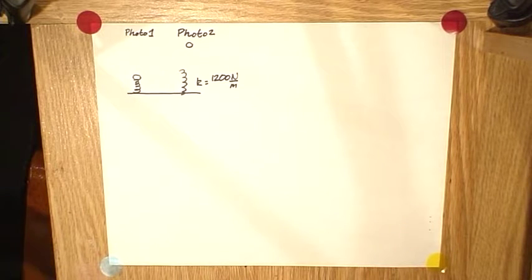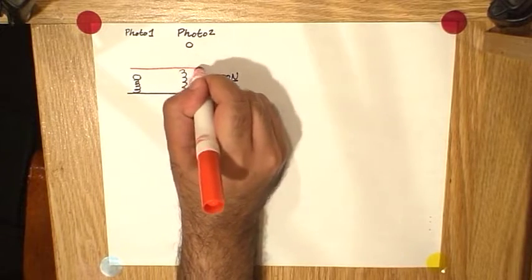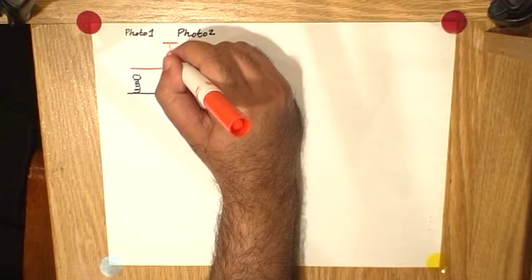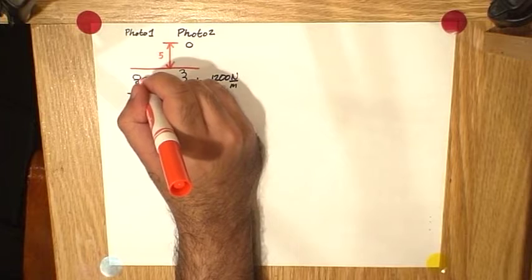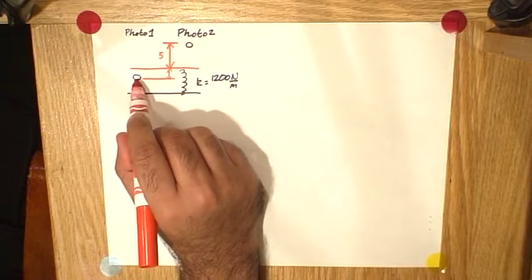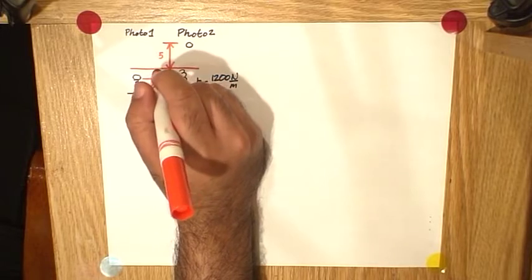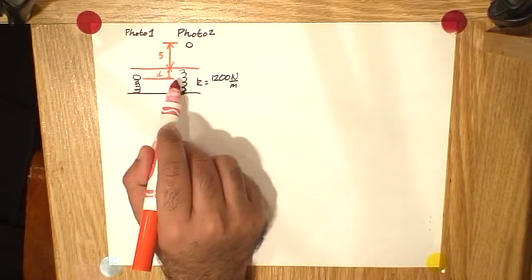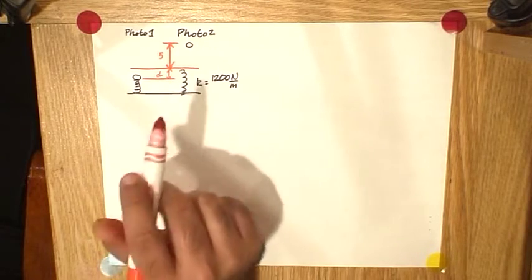We were also told that the vertical distance between the object in photo 2 and the expanded length of the spring was 5 meters. And this distance over here, from the compressed spring to the expanded spring, is unknown. That's what we're solving for. I believe we called this D in the question. So given all of this information, we need to solve for what D is.